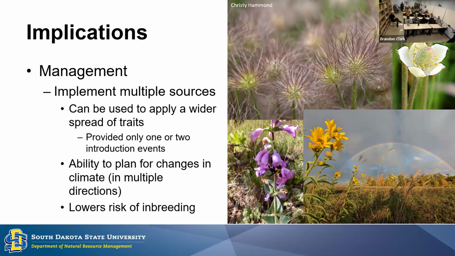When using multiple sources, this allows restoration practitioners to plan for changes in climate in multiple climate directions, not just warm. You could go in the direction of drier, cooler. As we know, climate change is becoming more extreme events, not just warming. And it also greatly lowers the risk of inbreeding depression by having multiple genetic sources.